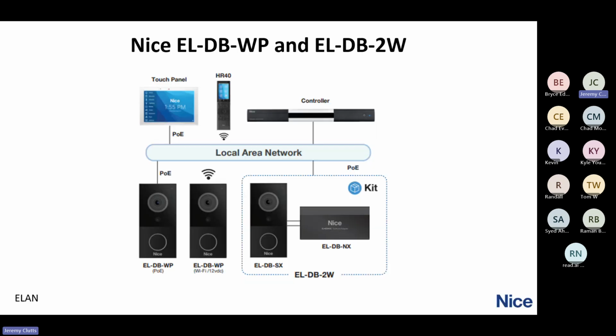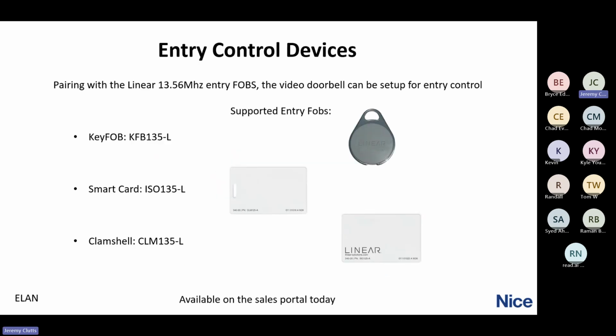In my opinion, the ELAN DB works much better when you add the fobs to it. So here we're talking about the WP and the 2W. You have PoE or Wi-Fi, or you have the old school 2-wire with a PoE injector. Once you have these on the system, you can actually get the Linear key fobs. These are the 3 supported models.